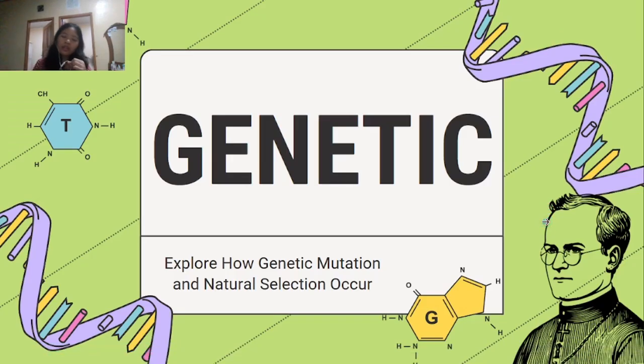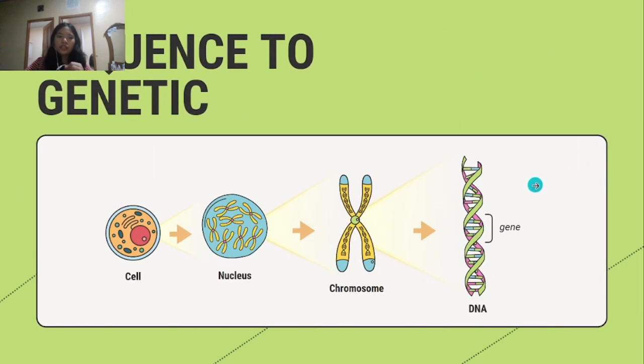And that's all for human reproductive organs. Now let's move to genetics. In our body, we have cells. Cells are the smallest unit in our body. Inside the cells, there is the nucleus. Inside the nucleus, there are chromosomes. And inside the chromosomes, there is DNA. And DNA is made up of genes.